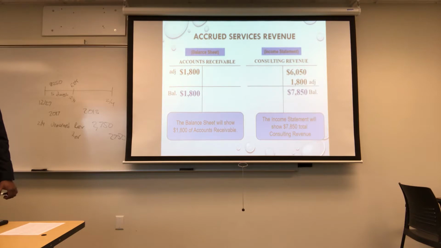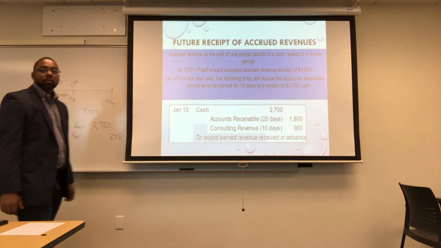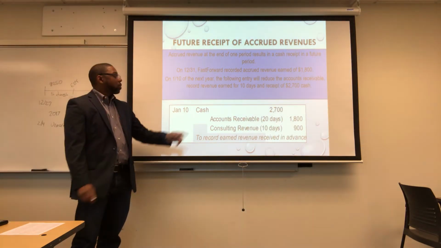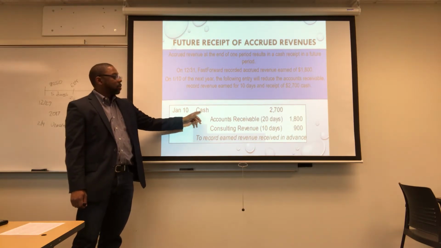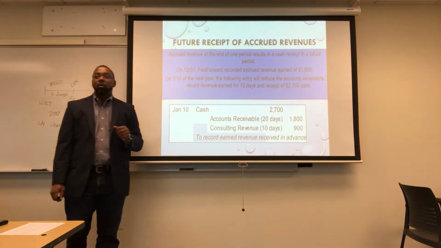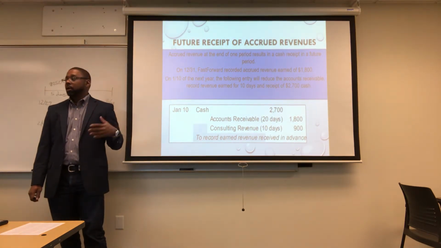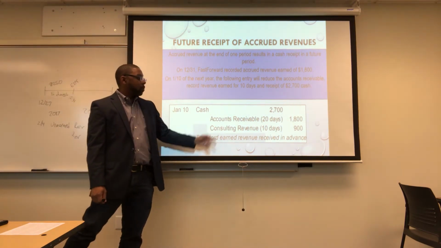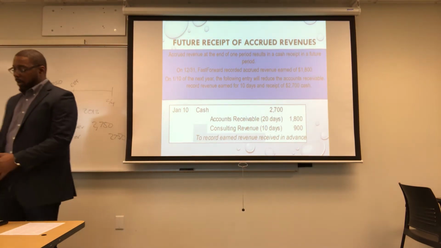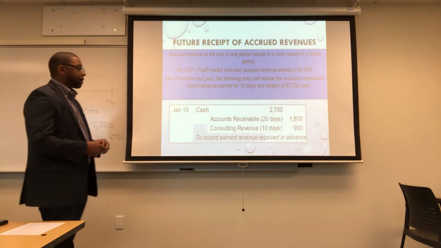All right. In the future, when we do receive the money, we're going to debit the cash. This is January 10th. We'll debit the cash, credit the accounts receivable, because now they don't have a receivable. They paid it off. They don't have a line of credit with us. They paid off the 20 days they owe, and credit the $10 for consulting revenues.